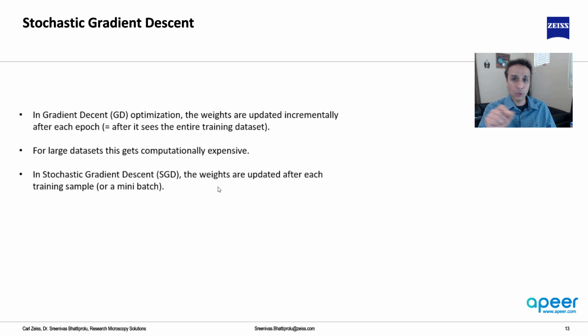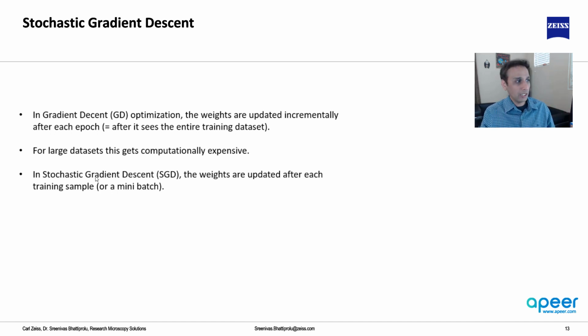After each sample goes through, you get the weights updated, and you can choose a mini batch instead of a training sample. You can just say, okay, only 16 data points or something. But the idea is the weights are updated not after all the data goes through, but after a small subset of that data goes through this entire journey of forward and backward propagation.